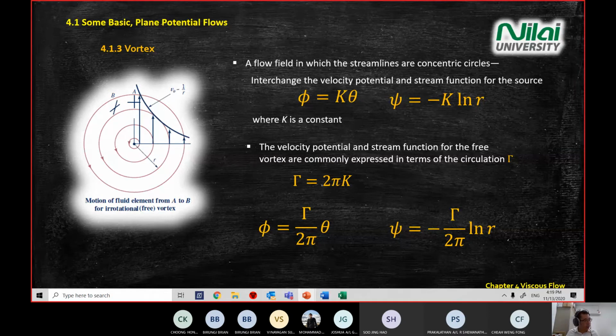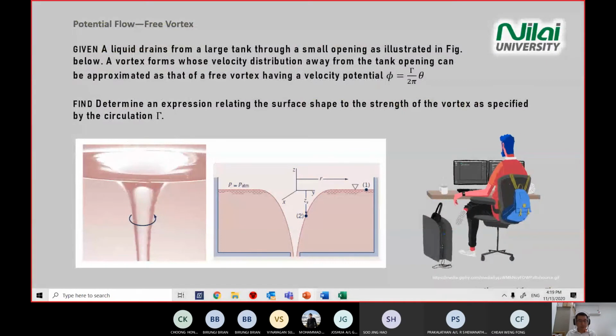Okay, next we look at an example. This is question 6. Question 6 gives you an example of a vortex: when you have a water bottle and you shake it, you will see a vortex inside the bottle. This is a free body diagram of what is happening, a cross section of the vortex.